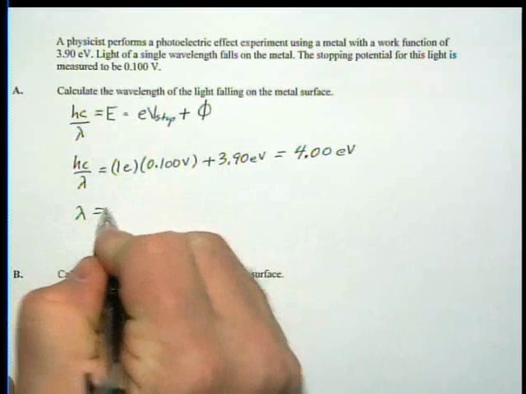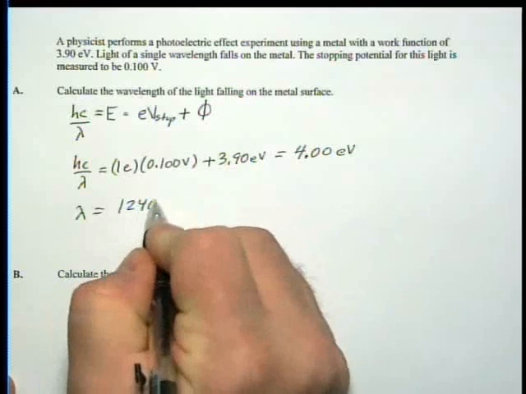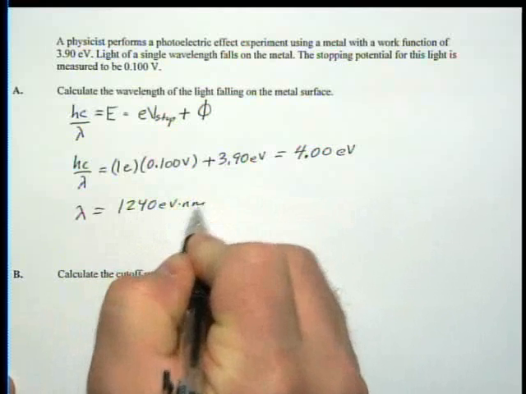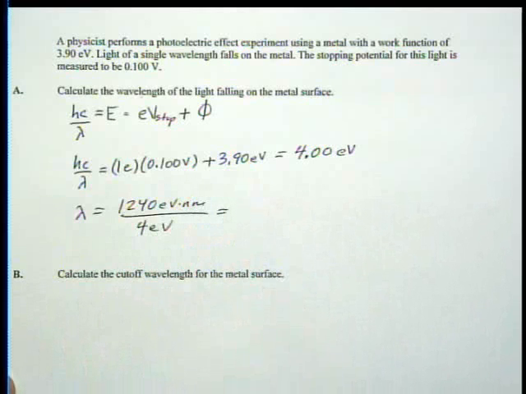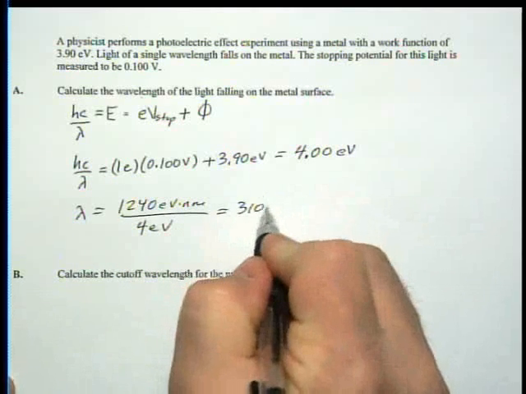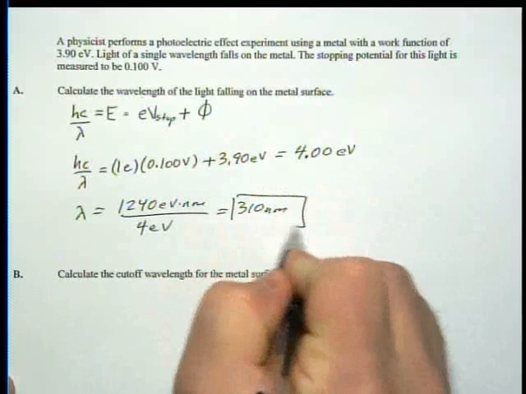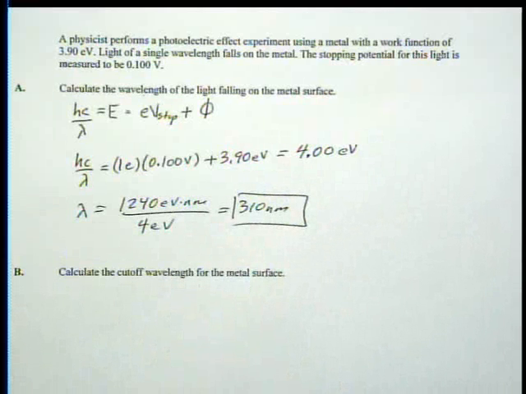Lambda is then 1240 eV nanometers over 4 electron volts. I can do that one in my head. 310 nanometers. Do that with 6.63 times 10 to the minus 34 joule seconds and try to do it in your head. Nothing. Do not work in SI units. It's not the practical thing for modern physics.